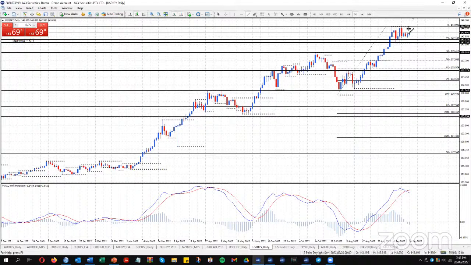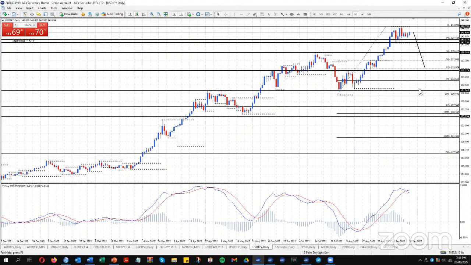But we need to see what the BOJ does. Do they come out and say something, do something? MACD's crossing down there, you can see. So it's in a topping out phase maybe there at the moment. But until we get past the FOMC and the BOJ this week, then we'll probably get a clear picture after that.